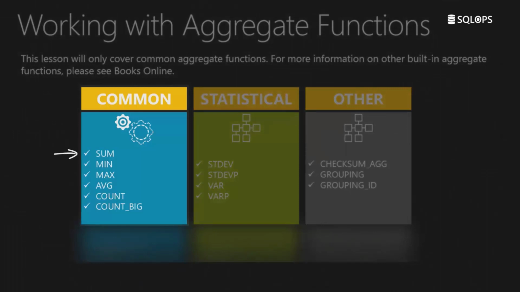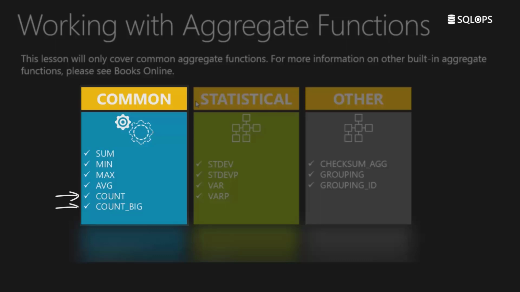The sum function returns the totals of all the non-null numeric values in a column. The average function returns the averages of all the non-null numeric values in a column. The minimum function returns the smallest number, earliest date time, or first occurring string in a column. The max function returns the largest number, latest date time, or last occurring string in a column.